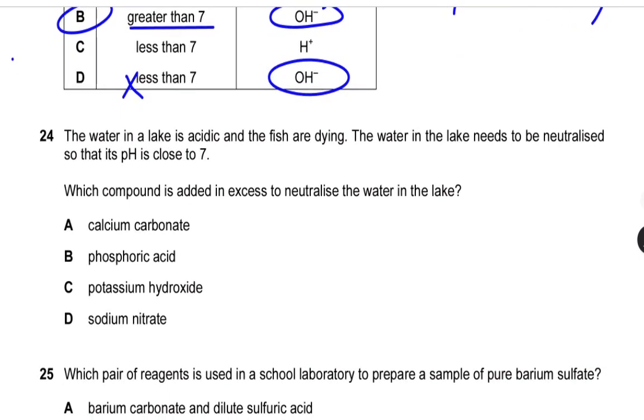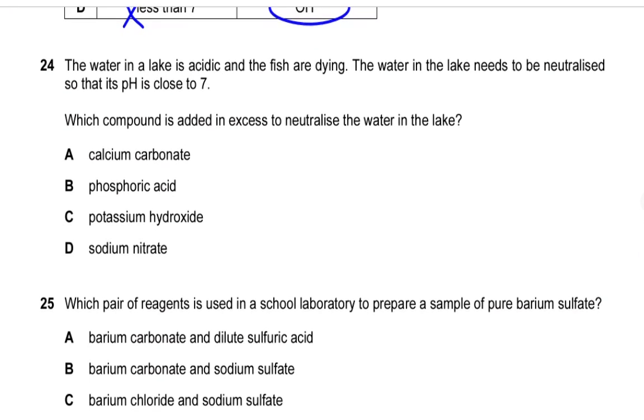The water in a lake is acidic and the fish are dying. Question number 24 is a very tricky question. The water in the lake needs to be neutralized so that its pH is close to 7. Question is, pH should be at 7. Which compound is added in excess to neutralize the water in the lake?